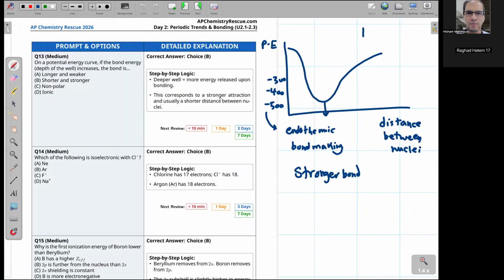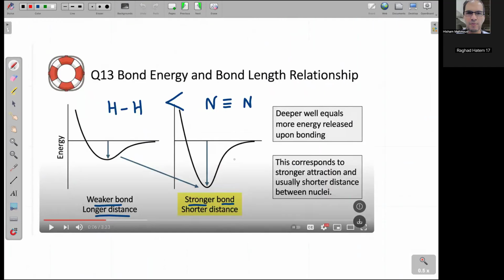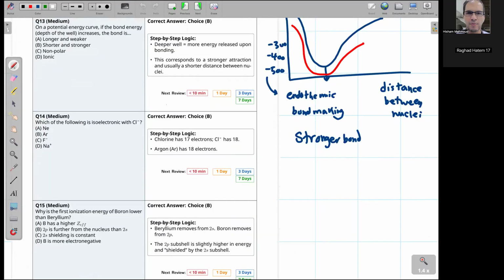So stronger attraction means a deeper well. The more you go down, the more the attraction between them, and the stronger the bond. So if he gives you a triple bond and a single bond, you will tell him this is the triple bond and this is the single bond. What if there is a double bond? It will be in between. Why? Because it's weaker than the triple and stronger than the single bond.